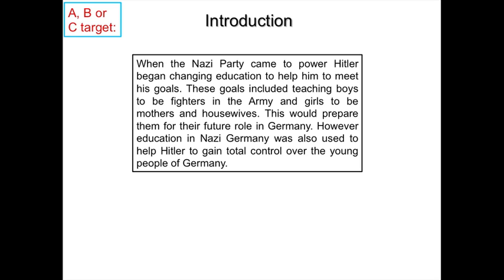Okay, the A, B or C target introduction. When the Nazi Party came to power, Hitler began changing education to help him meet his goals. These goals included teaching boys to be fighters in the army and girls to be mothers and housewives. This would prepare them for their future role in Germany. However, education in Nazi Germany was also used to help Hitler to gain control over the young people of Germany.